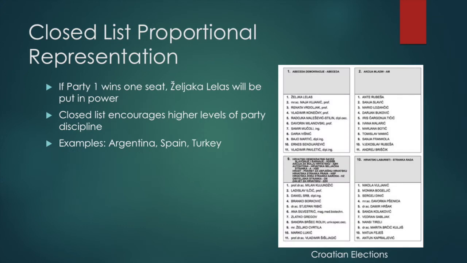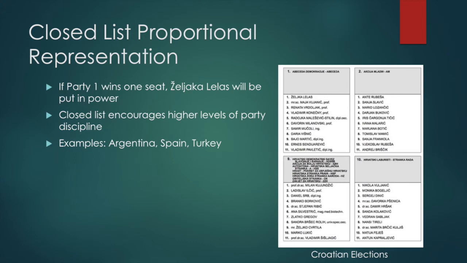Let's take a look at an example of closed list proportional representation from the Croatian elections. On the picture to the right, you can see the party list with each party and the candidates below it. After voting for the party, they will assign seats based on that predetermined list of candidates. This can encourage a higher level of party discipline.